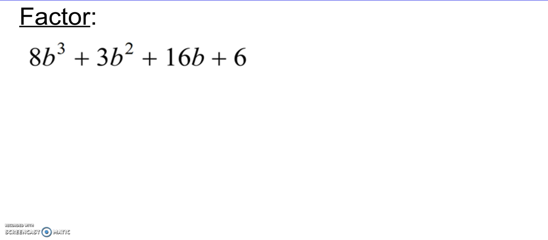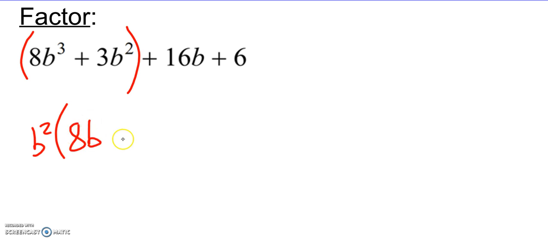And what that's going to look like is you're going to take your two terms with the highest degree, which means highest exponents. So these two, to the third and to the second, we're going to factor those terms. So looking at 8 and 3, the numbers don't have any common factors, but the letters do. So I can take out b to the second out of both of those. And then we look at what we have left over. So this would be 8b plus 3. Okay, so we have that part factored.